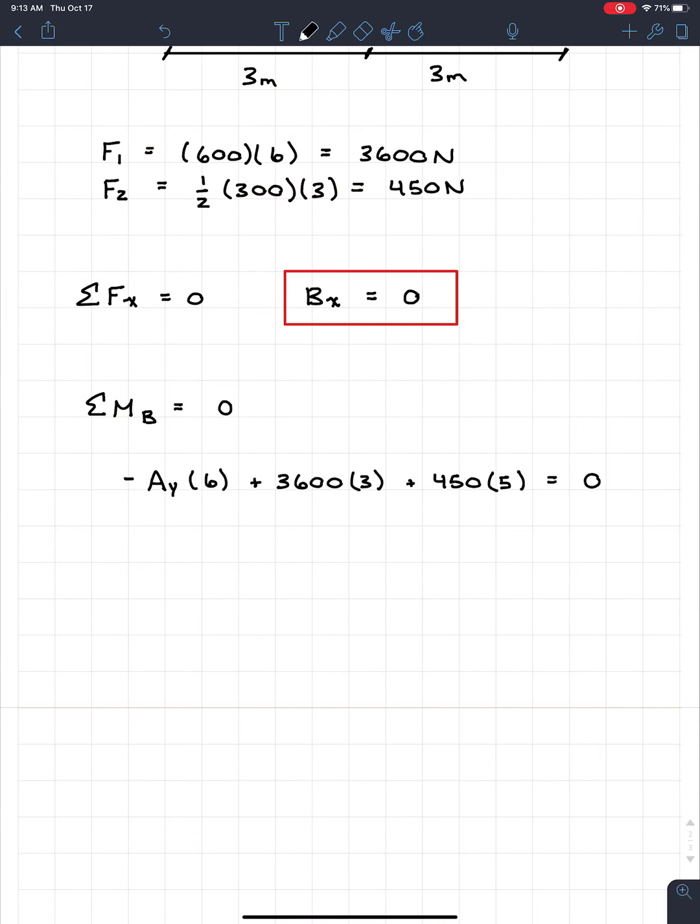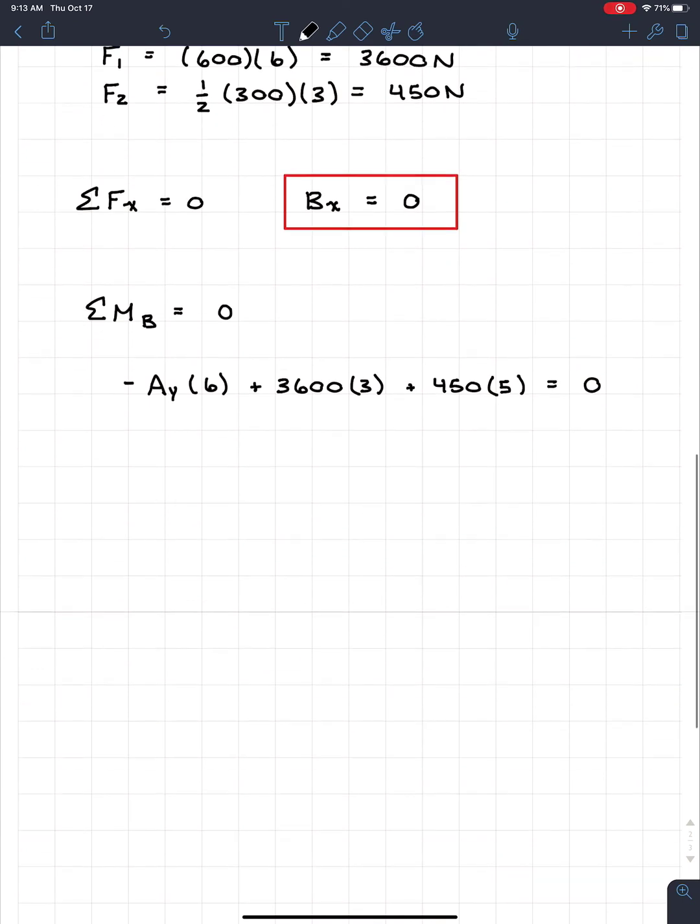We can easily solve that using algebra. We move Ay to the other side, and we divide everything by 6. What we get is Ay is equal to 2,175 newtons.